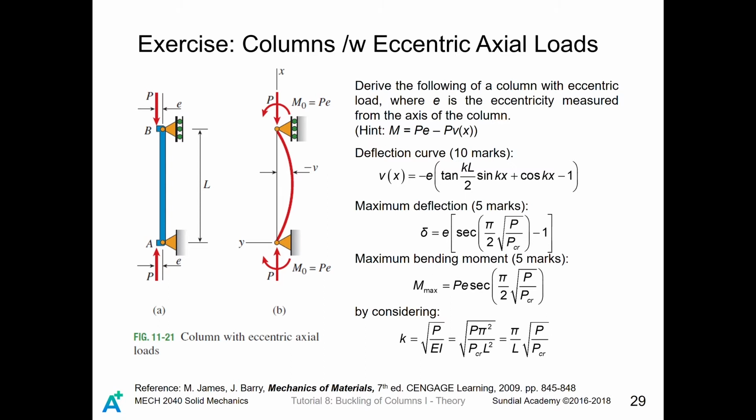So at the end of the tutorial, here is an exercise for you to solve, which is columns with eccentric axial loads. A lot of things are rather similar, except it has some eccentric axial load. Here are some hints. Once you get the moment inside the beam, so you cut the beam, you get the moment inside, you can get everything: the deflection curve, the maximum deflection, of course in the middle, and the maximum bending moment. All those things can be obtained by using the differential equations approach.